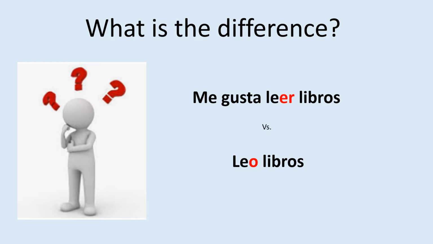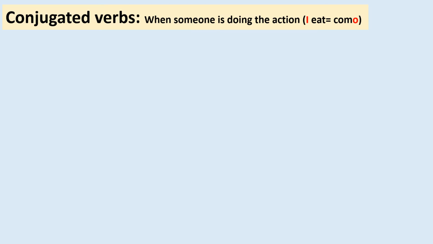But what is the difference between me gusta leer libros and leo libros? So I'm sure you spot that the first example, me gusta leer libros, is an opinion verb plus an infinitive. However, in the second example, leo libros, we have a conjugated verb. We have the I form. So conjugated verbs are those ones when someone is doing the action.